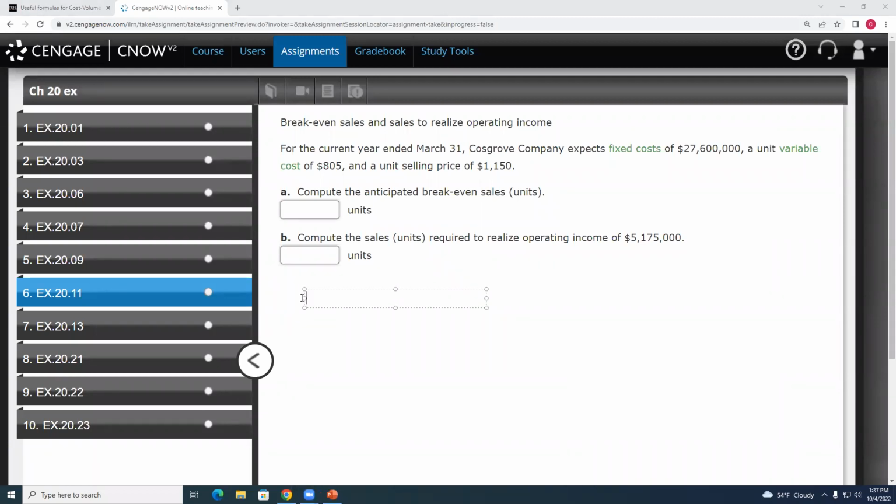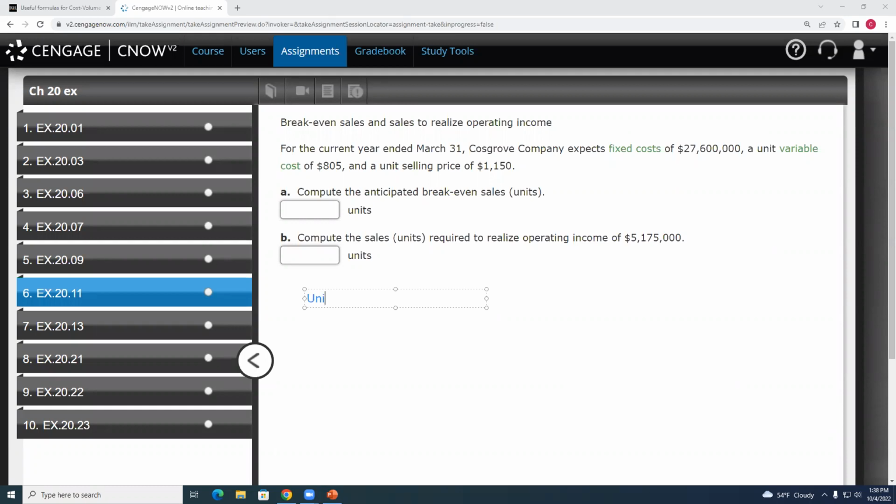So in exercise 6, it says, for the current year ended March 31st, Cosgrove expects fixed costs of $27,600,000, a unit variable cost of $805, and a unit selling price of $1,150. We're first asked to calculate the anticipated break-even sales.